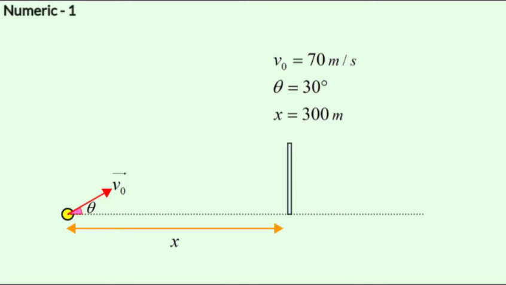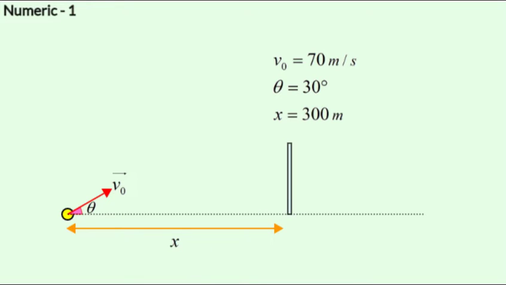Let's attempt a problem now where we will make use of the trajectory equation. A projectile is launched with a speed of 70 meters per second at an angle of 30 degrees with the horizontal. The projectile goes on to strike a building which is 300 meters away. So we are given that the x displacement would be 300 meters. We have to find the height at which the projectile would strike the building.